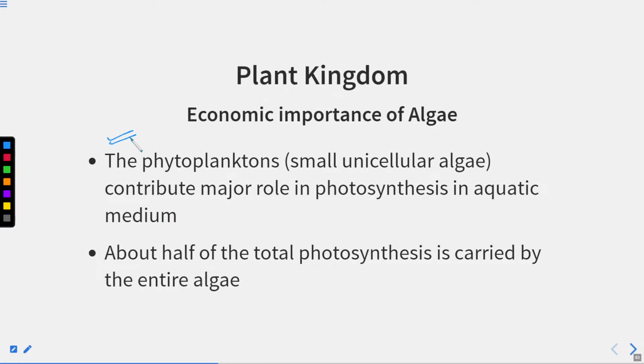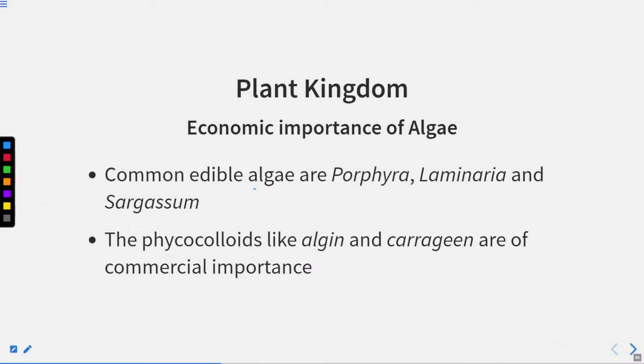Economic importance of algae. Phytoplanktons play a major role in photosynthesis in the aquatic medium, right? About half of the total photosynthesis is carried out by algae. So whatever oxygen we are getting today in the atmosphere, we are mostly getting by the photosynthesis of algae. Common edible algae, some algae are edible, that is Porphyra, Laminaria and Sargassum.